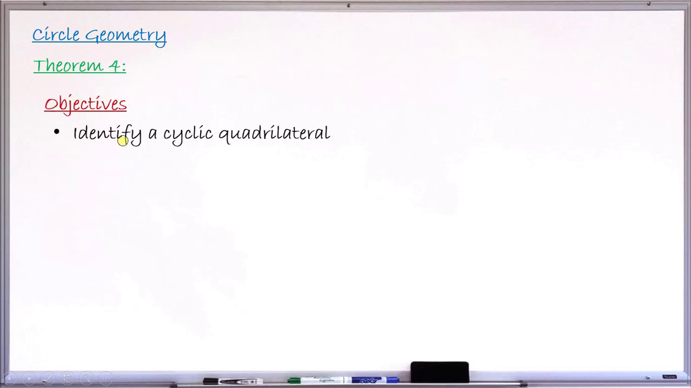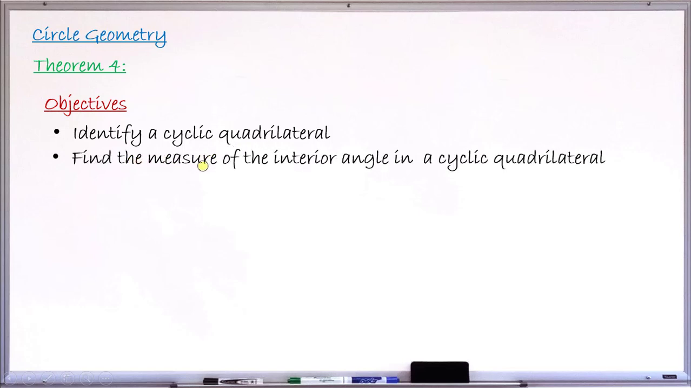Today, we're going to take the fourth theorem under this main topic, circle geometry. So let's begin. After completing the lesson today, my dear student, you'll be able to identify what we call a cyclic quadrilateral. After that, you'll also be able to find the measure of the interior angle in a cyclic quadrilateral. These are the two things I hope you'll be able to do after completing the lesson today.